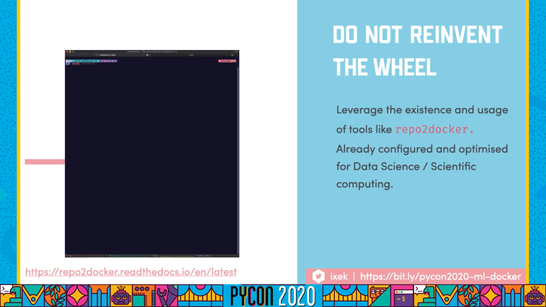The second step is do not reinvent the wheel. Sometimes we might feel the need to start everything from scratch. There are very good packages that the community has already been working on. One of my favorite packages is repo2docker, where it will take a repository, it can be either local or through a URL, and the main advantage is that it's already configured and optimized for data science and scientific computing.